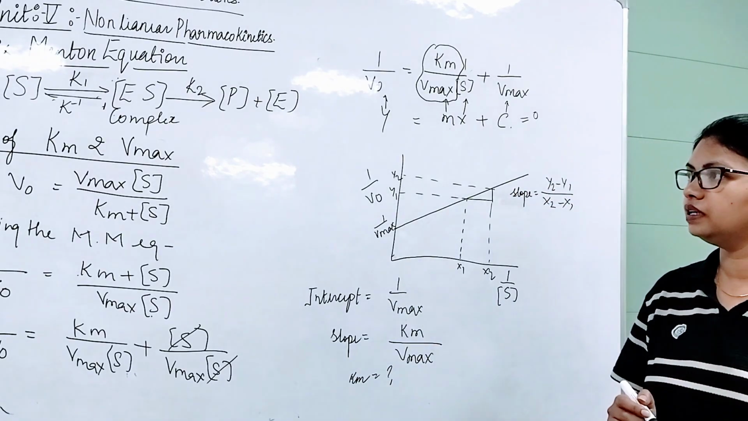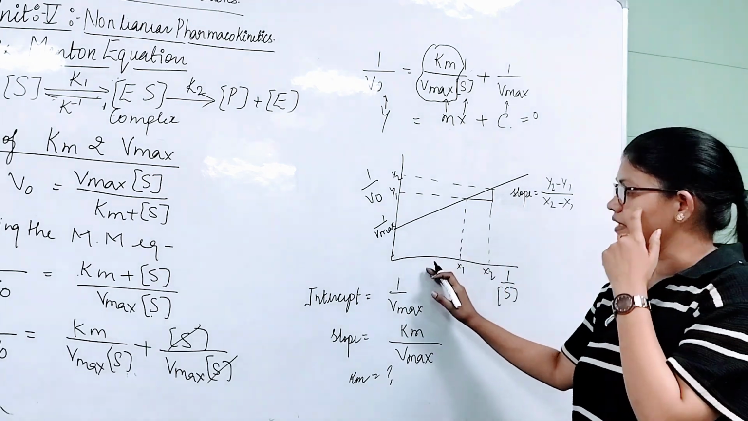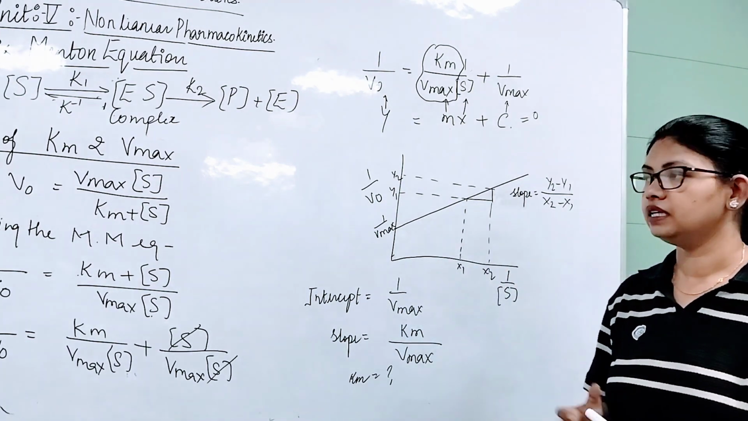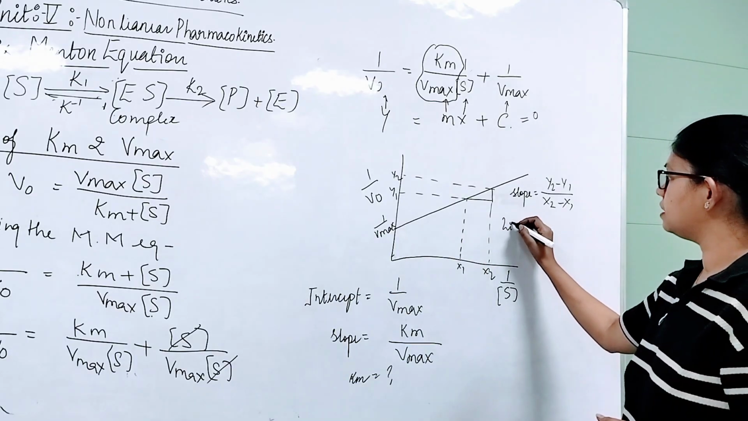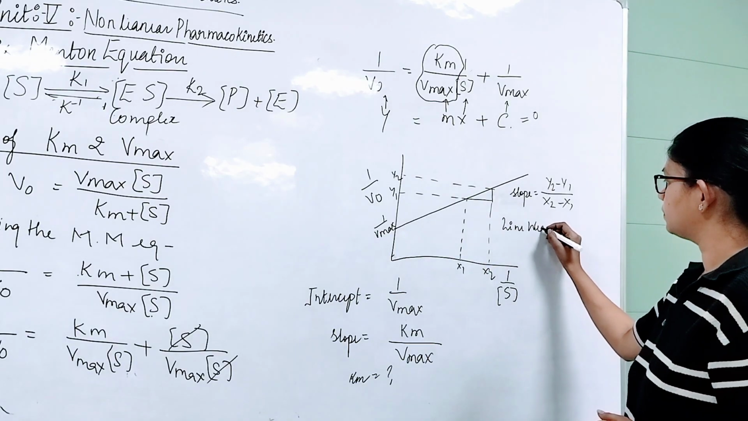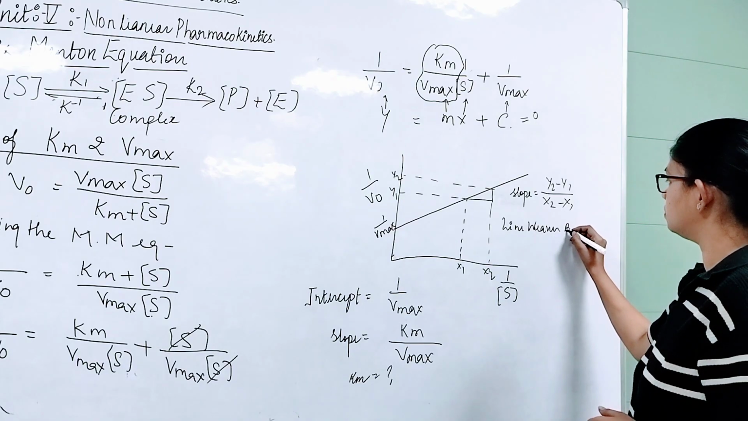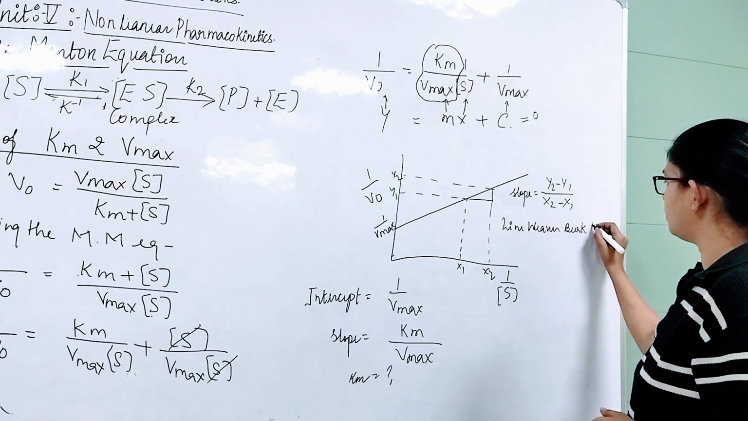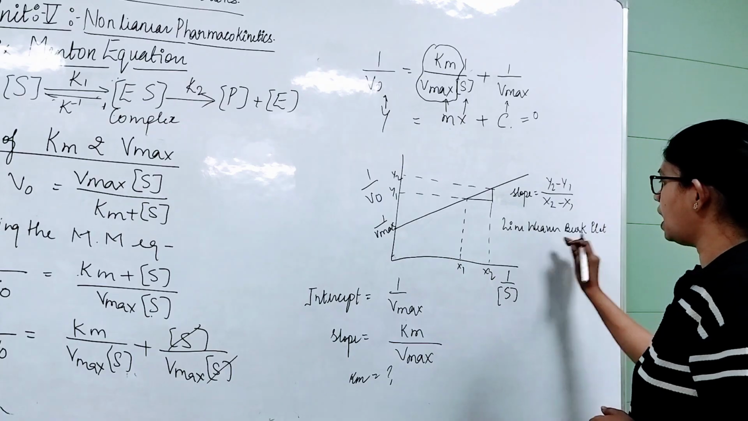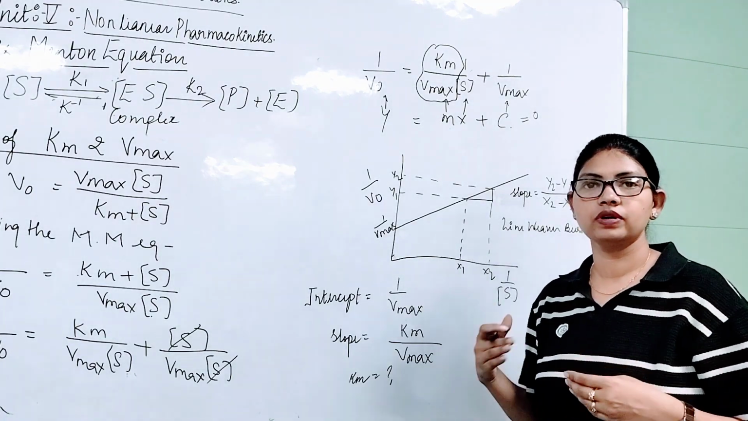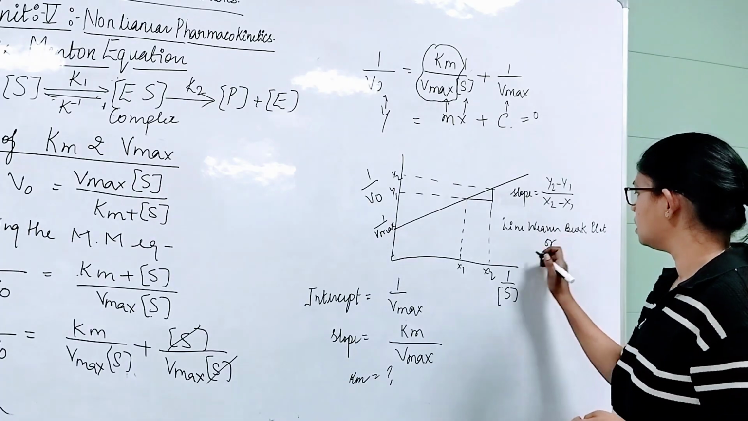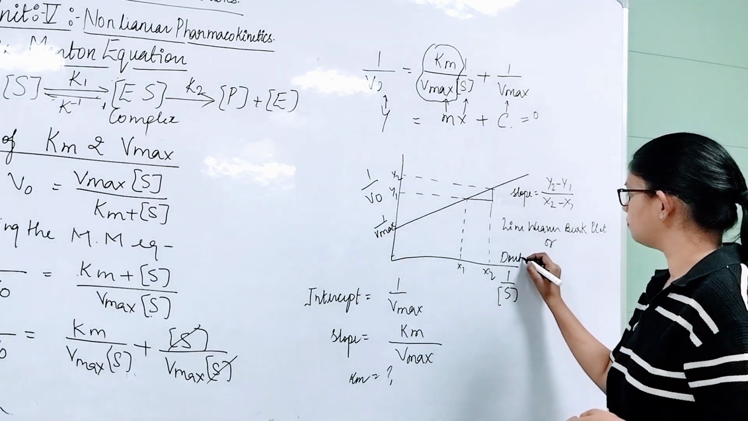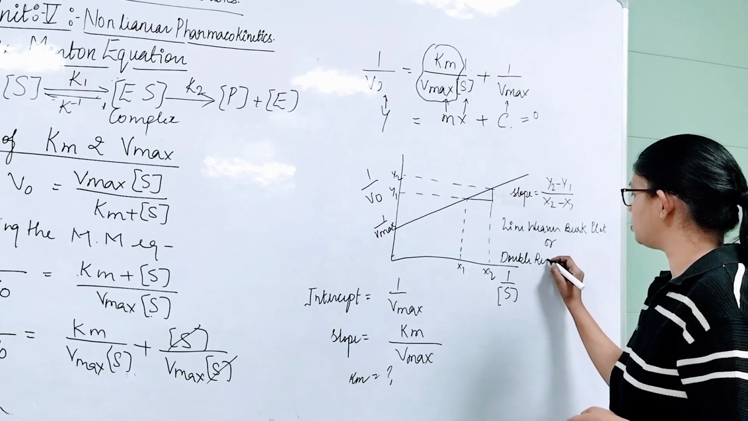Okay, one more thing, that this curve is known as Lineweaver-Burk plot, and it is obtained from reciprocating the Michaelis-Menten equation. That's why it is also known as double reciprocating plot.